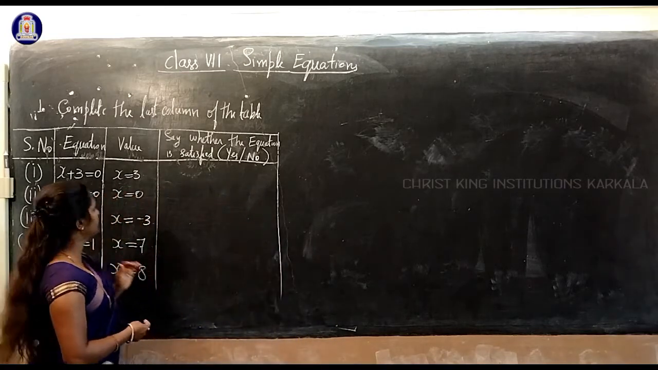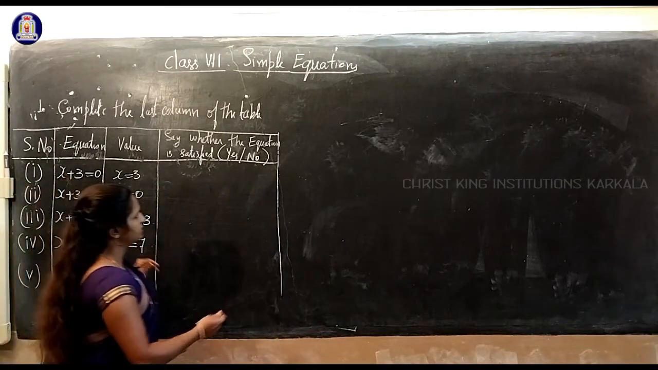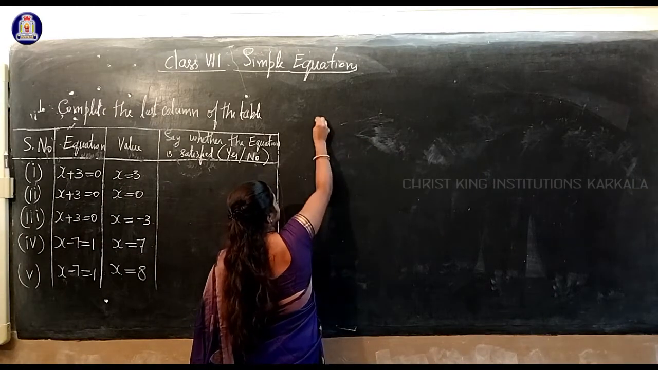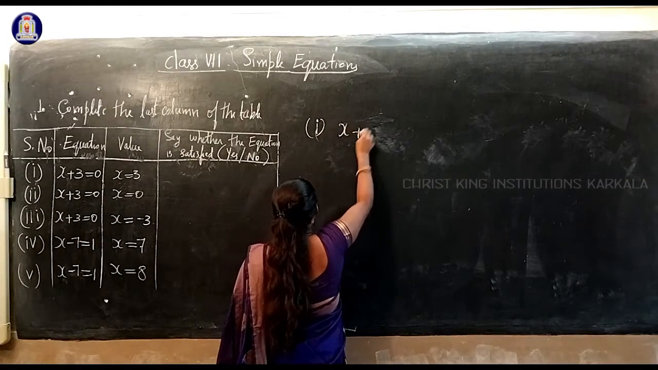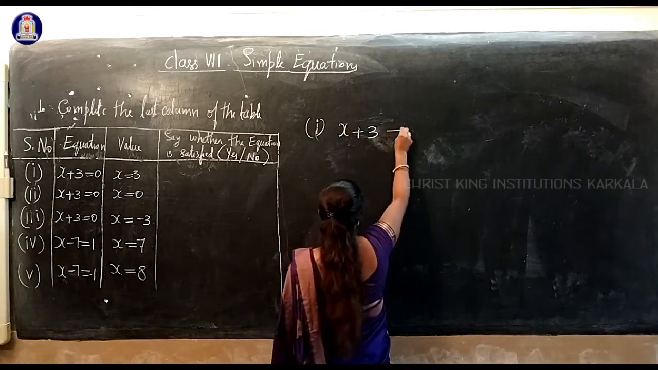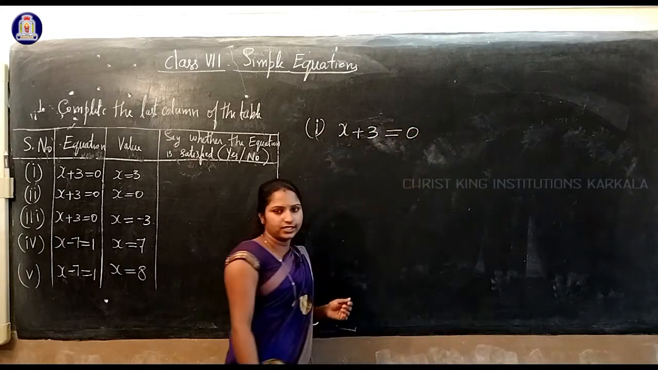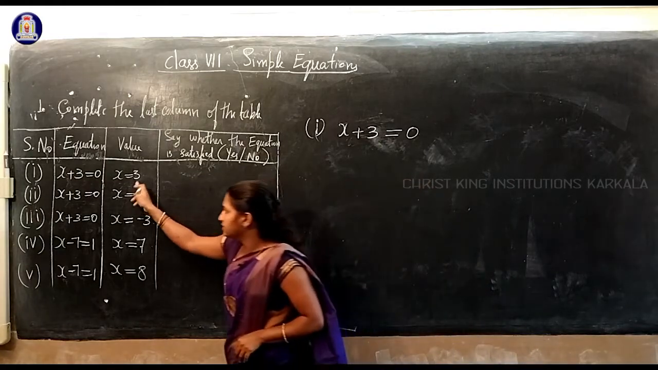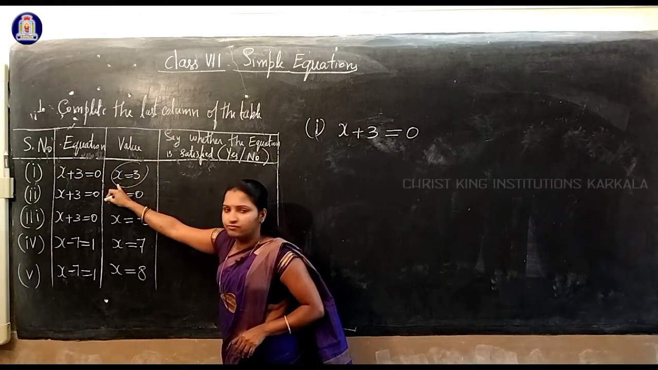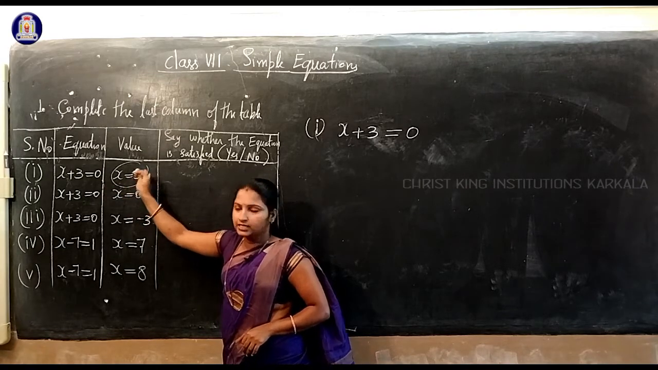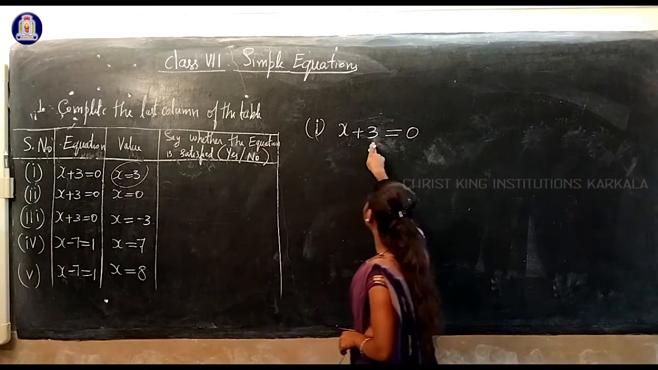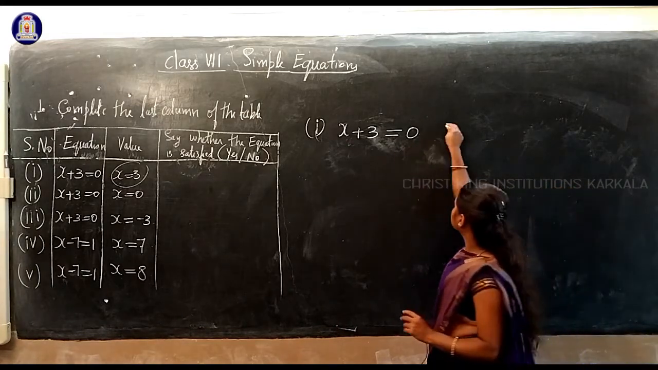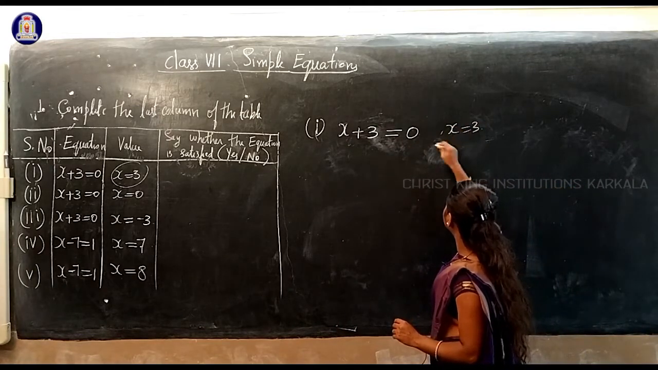Okay, first we will see how to check whether an equation is satisfied or not. First one: x plus 3 is equal to 0. The value of x here is 3. The equation is x plus 3 is equal to 0, so x is equal to 3. This is given in the question.